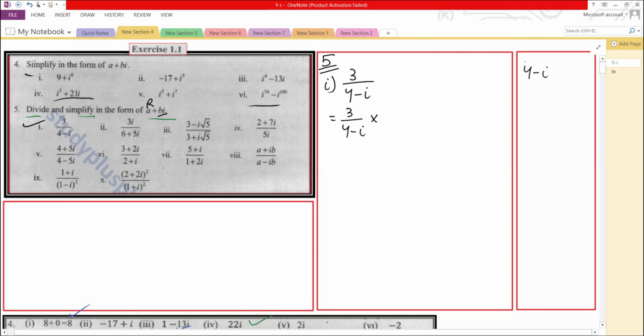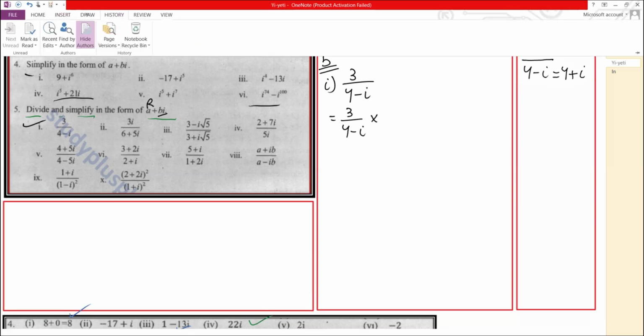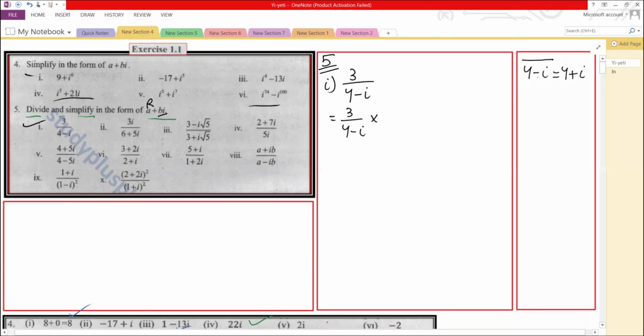Conjugate means, students, you will apply a bar above it, and you will change only the imaginary part sign. Here it was minus, and we have changed it into plus. This you have to do. This is what the conjugate means. So now 4 plus iota divided by 4 plus iota.